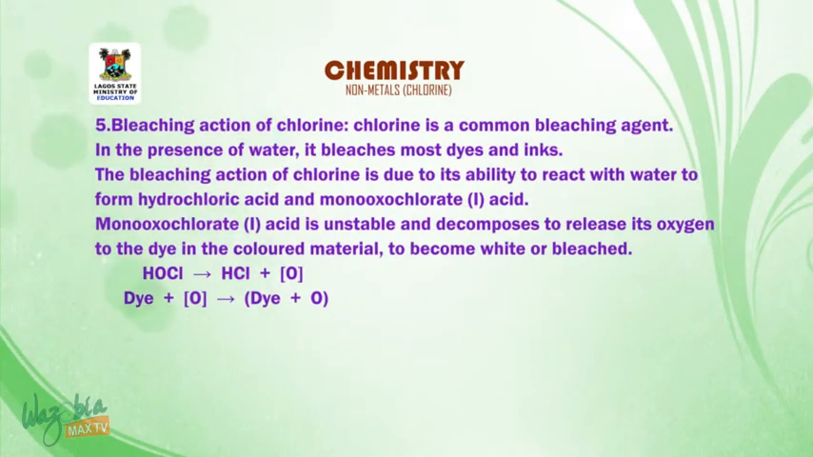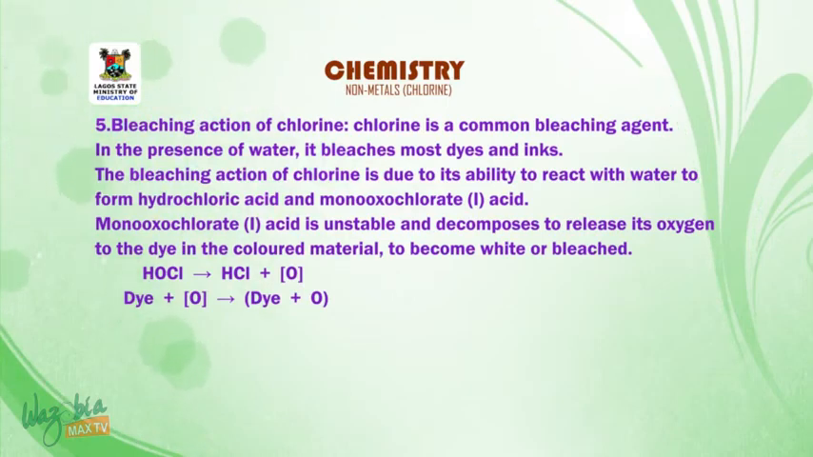Number 5 reaction of chlorine is the bleaching action of chlorine. Chlorine is a common bleaching agent. In the presence of water, it bleaches most dyes and inks. The bleaching action of chlorine is due to its ability to react with water to form hydrochloric acid and monooxochlorate 1 acid.